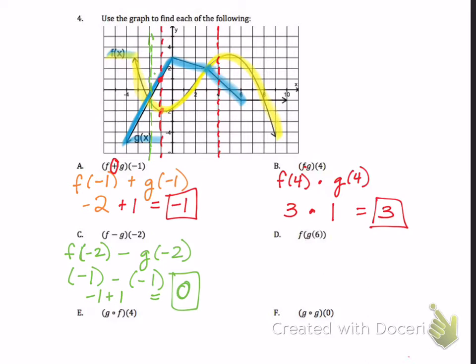Okay, if we look at D, we have f of g of positive 6. So I'm going to do the inside first. What is g of 6? Negative 1. So I'm going to rewrite this as f of negative 1, because we said that g of 6 is equal to negative 1. So all I'm doing is substituting, taking that g of 6 and replacing it with negative 1. And now I go to negative 1, and f of negative 1 is negative 2. Good. So that's the answer.